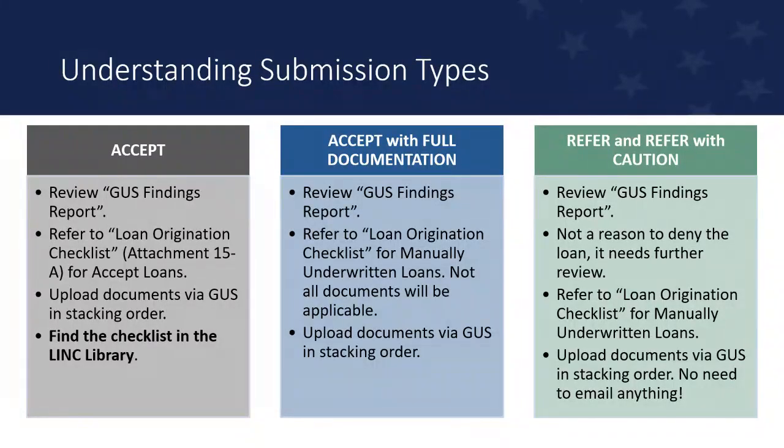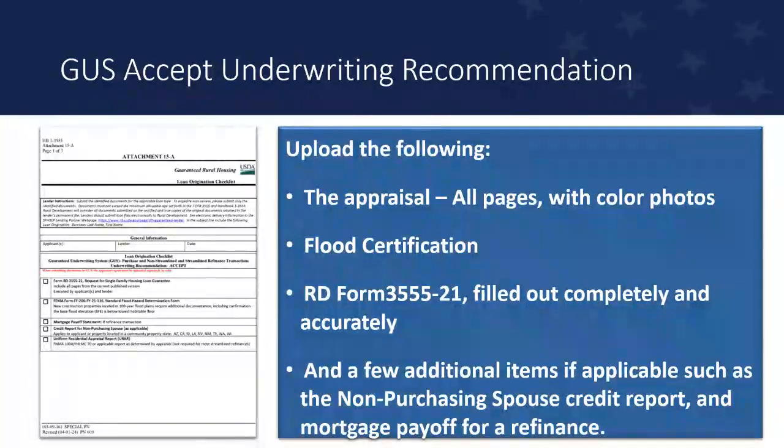So now you can also receive an ineligible response as well, and I'm going to get to that a little bit further in the session. A GUS accept requires the least number of documents. It requires the appraisal, all pages with color photos, the flood certification, the RD Form 3555. You want to make sure that it's filled out completely and accurately. And then there are just a few additional documents, if applicable, such as the non-purchasing spouse credit report and a mortgage payoff for a refinance.